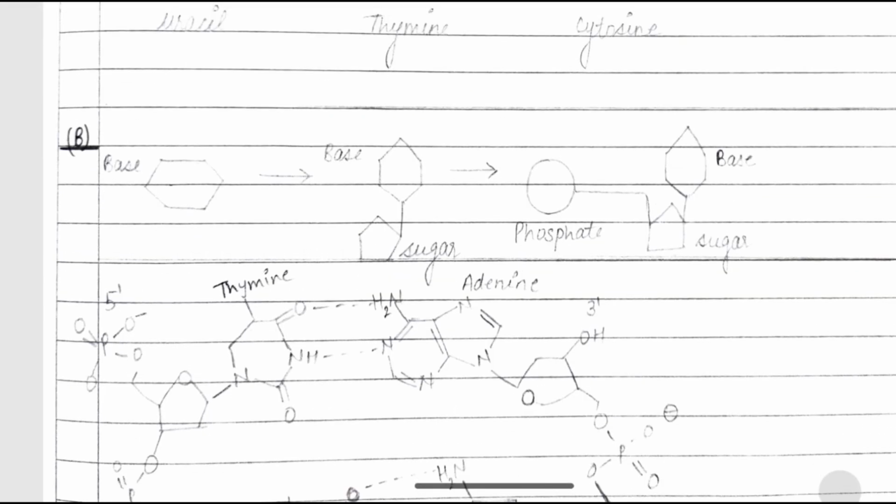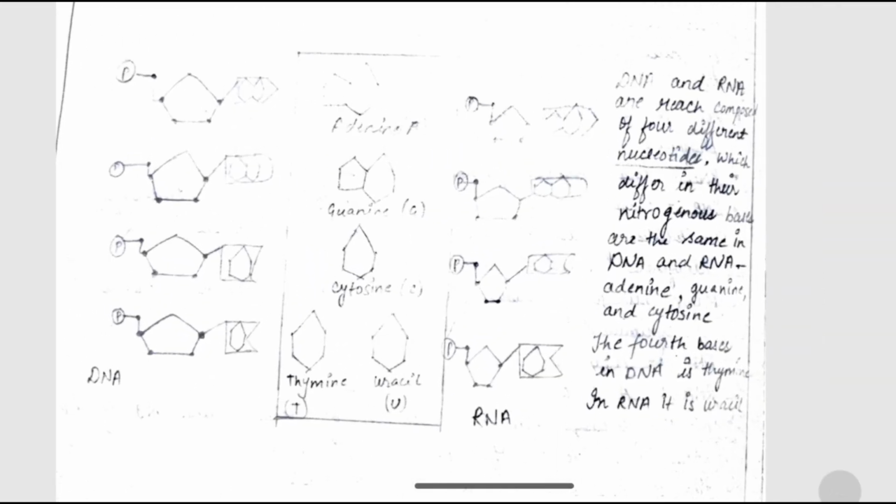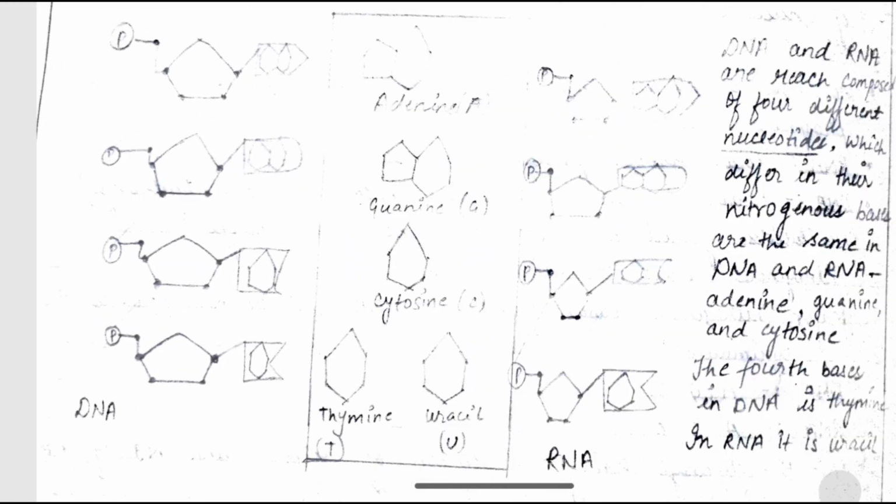And B point, the formation: base, then sugar, phosphate, and then sugar. This is the cycle: thymine, adenine, cytosine, guanine. DNA and RNA are each composed of 4 different nucleotides which differ in their nitrogenous bases. Adenine, guanine, and cytosine are the same in DNA and RNA. The 4th base in DNA is thymine, and in RNA it is uracil.